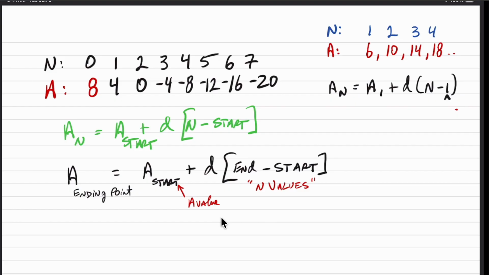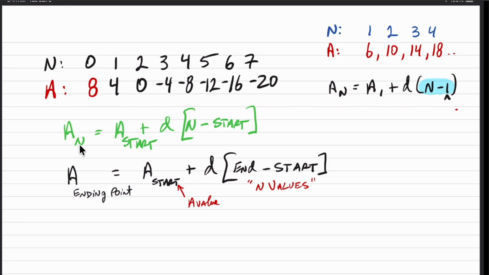Folks, I want to review this concept one more time. I apologize if I'm being repetitive, but the emphasis of this video is that this is not always n minus 1 in our formula. That value here depends on where you start. It's going to be n minus the starting point. Okay, so here we go. This is saying the amount at your ending point, whatever you want.